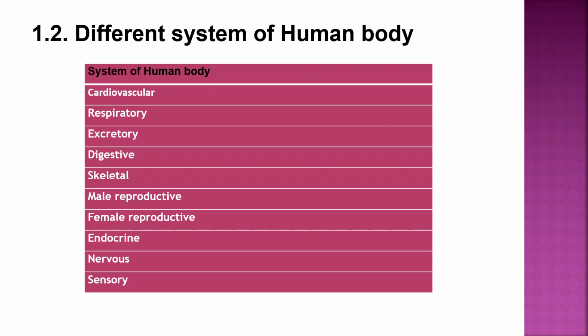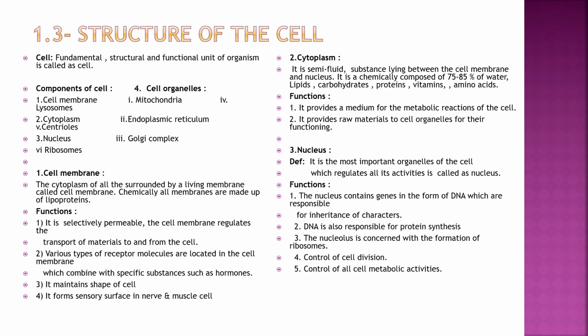1.2 Different systems of the human body. So first is cardiovascular system, respiratory system, excretory system, digestive system, skeletal, male reproductive, female reproductive system, endocrine, nervous, sensory system. The basic unit of the body is the cell. So what is a cell? It is a functional and structural unit of the body.